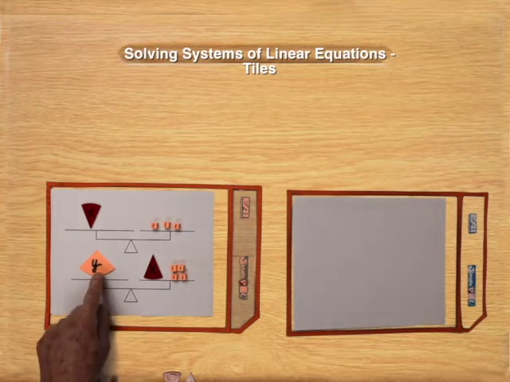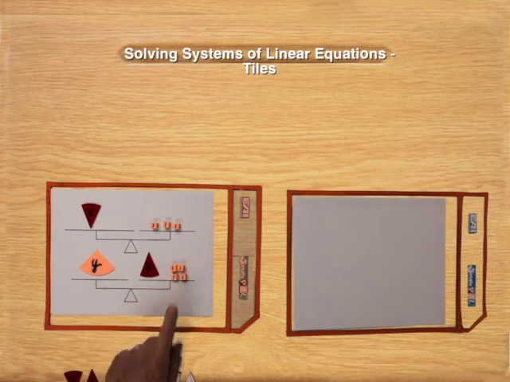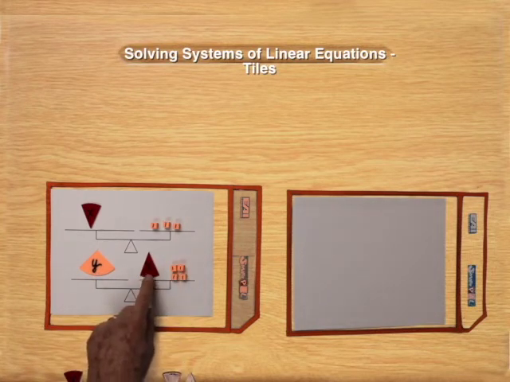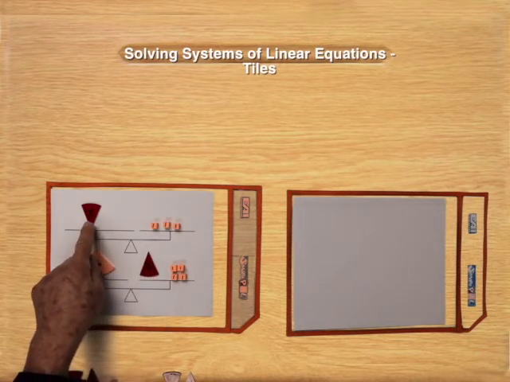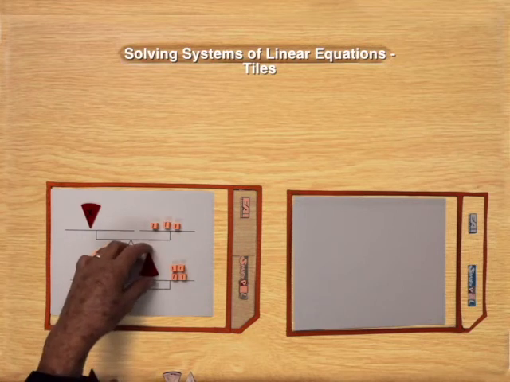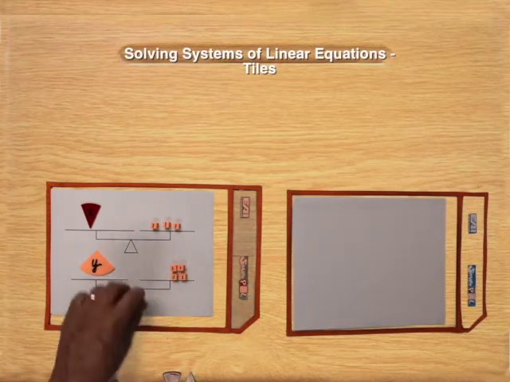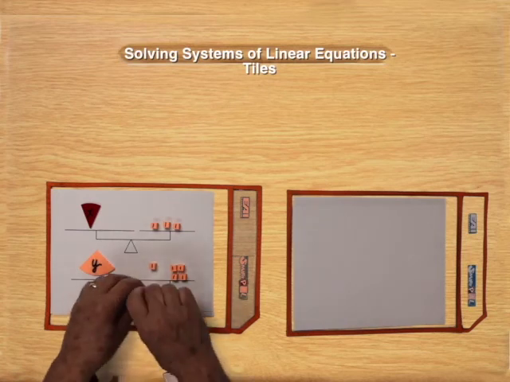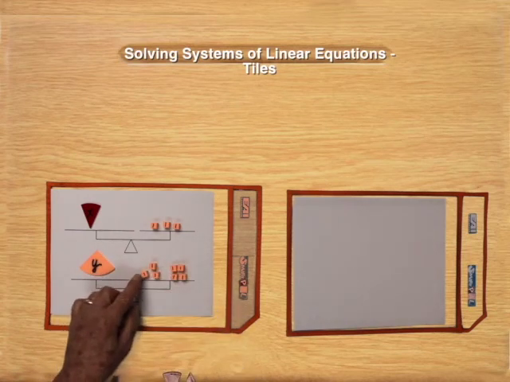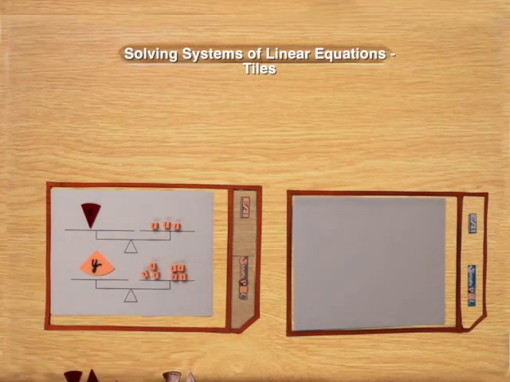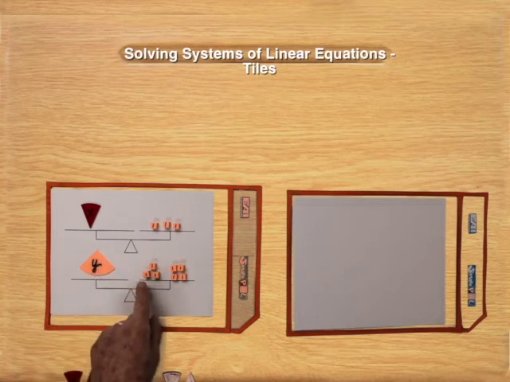Well, since y balances x and 4, we can take out the x and put in what it's equal to, namely x balances 3. So we can take out this x and put in 3 ones, because we know that x balances 3 ones. We take out the x and we put in 3 ones. So now we have that y balances 7.